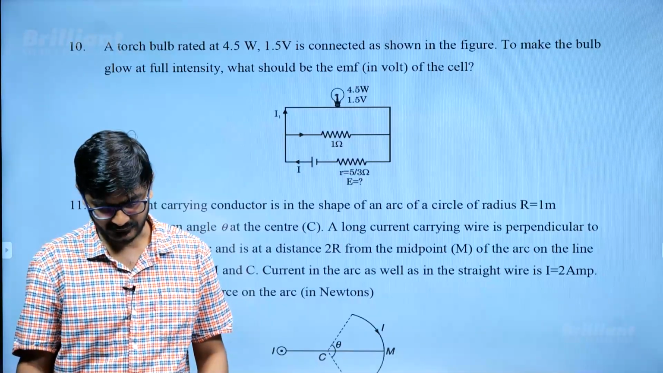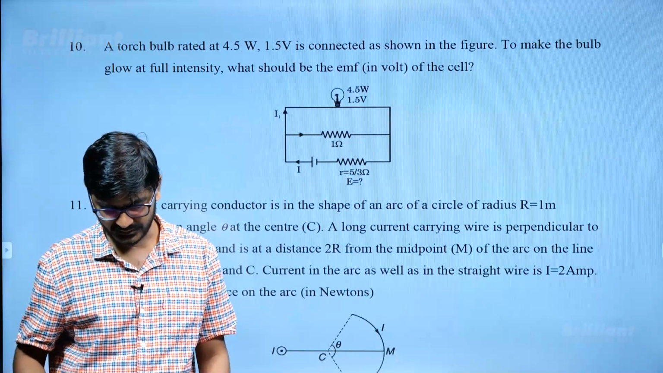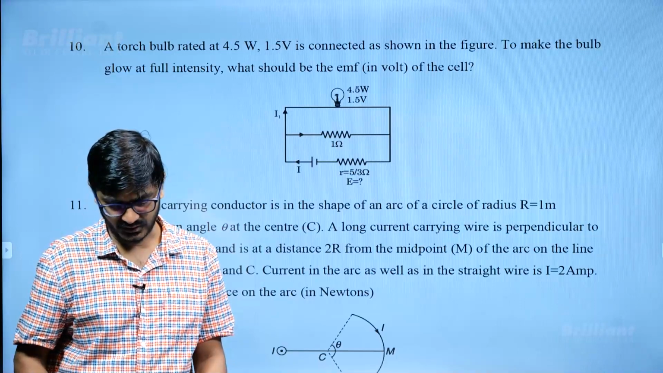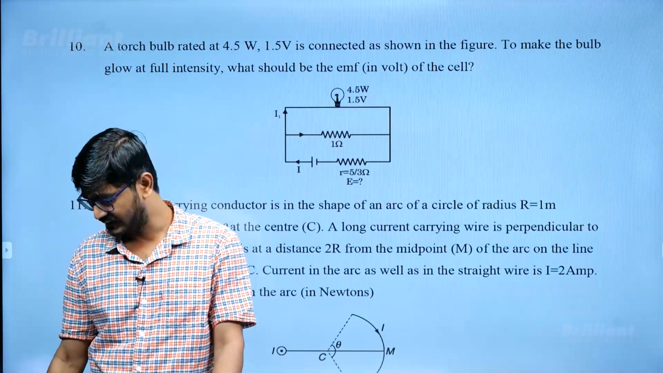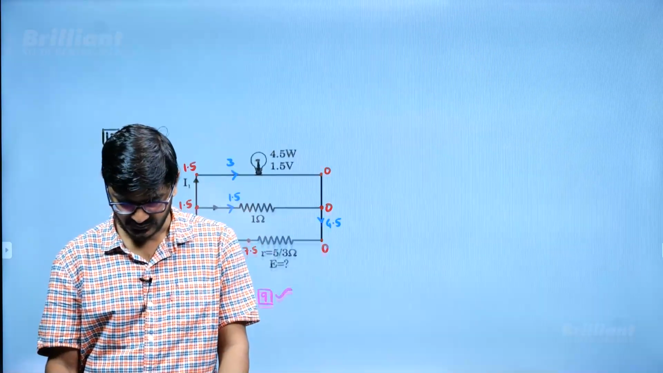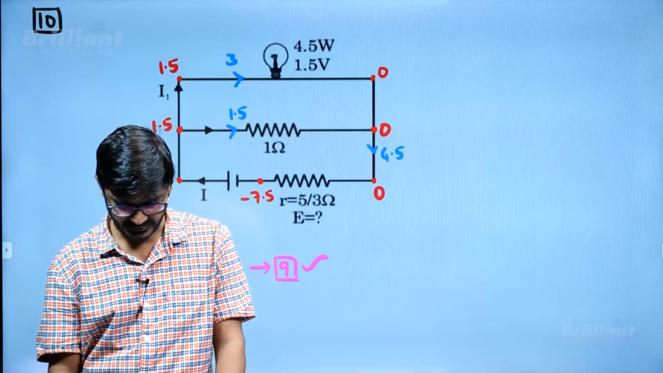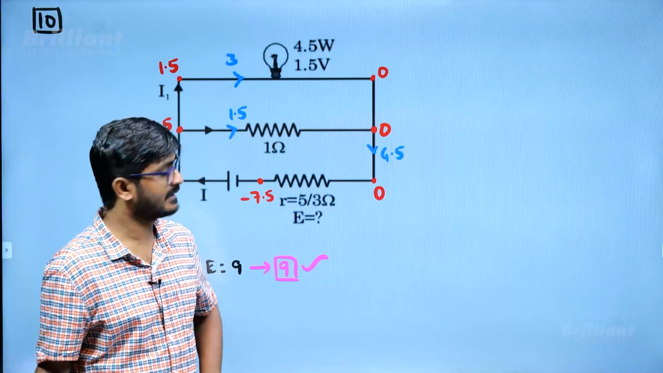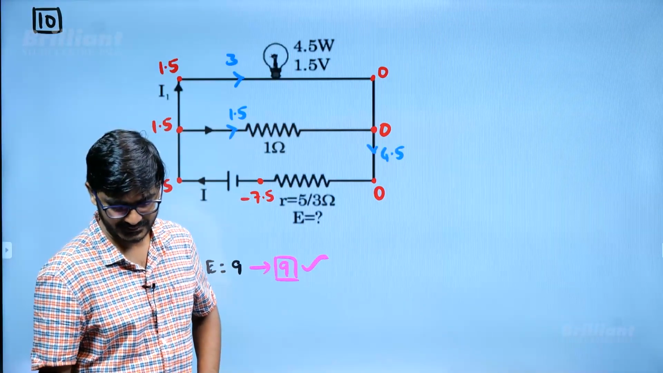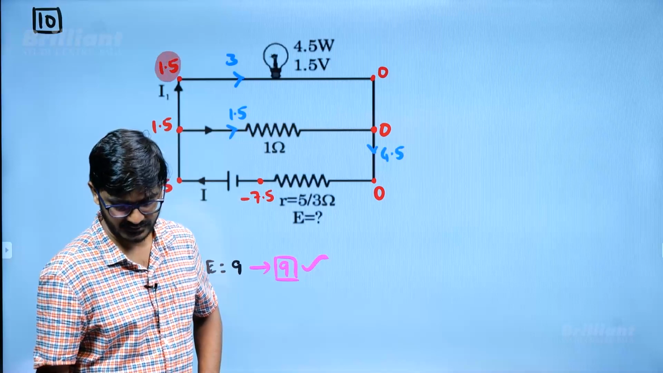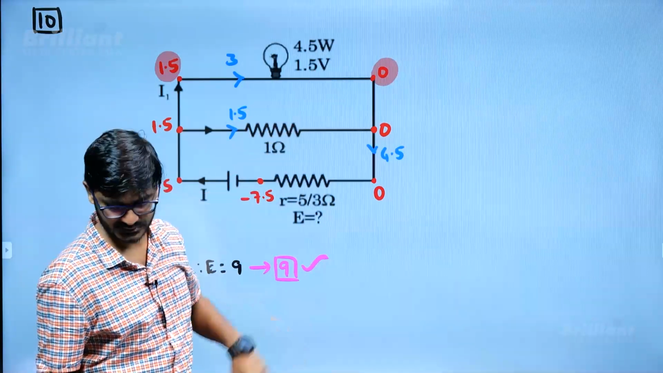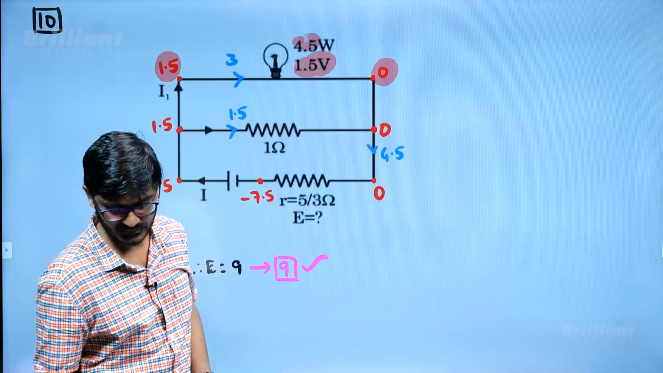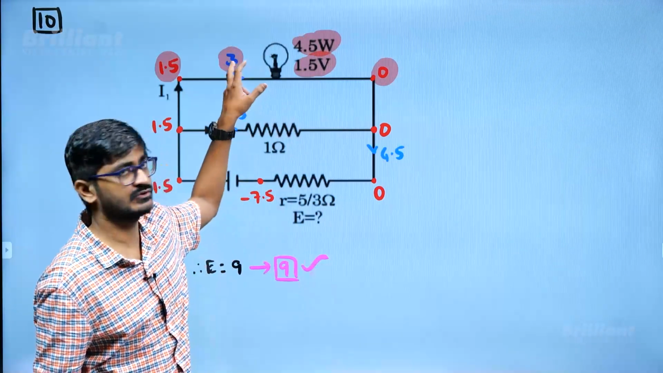A torch bulb rated 4.5 watt, 1.5 volt is connected as shown in the figure. To make the bulb glow at full intensity, what should be the EMF of the cell? So there are many things here, I will be just pointing it out step by step. The bulb has to glow maximum, they said. So I can say the potential difference across it will be 1.5 volt, which is given in the question. And power and voltage are given, so you can calculate what is the current flowing through the bulb also.